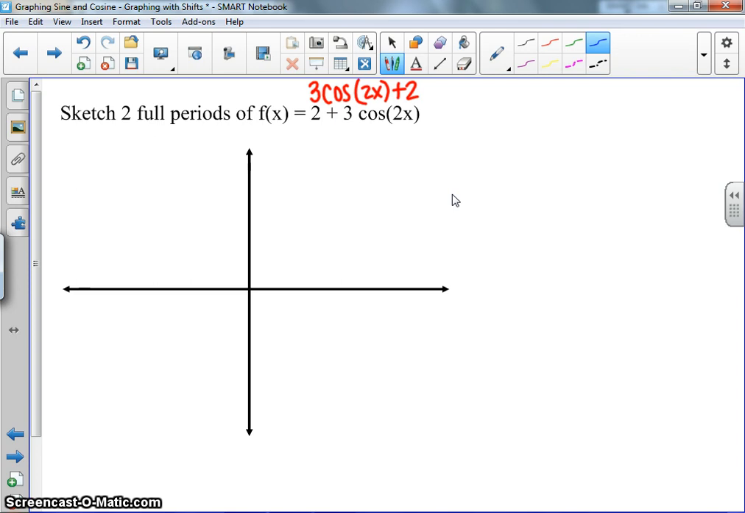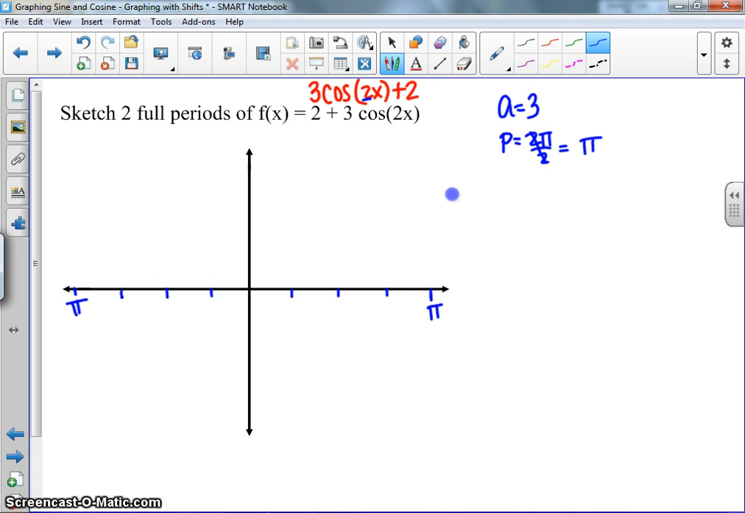So I'm still going to do the same things that I did in the last lesson. I'm going to find the amplitude. Amplitude is 3. And then the period, I'm going to put 2 pi over the number in front of x, which is just 2. And so that's going to simplify and reduce to just pi. Now, I'm going to go ahead and label the period on my graph, and divide it into 4 equal sections.